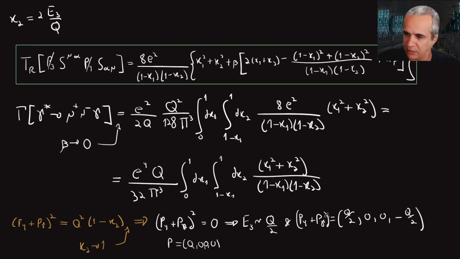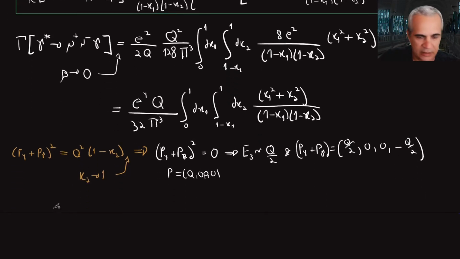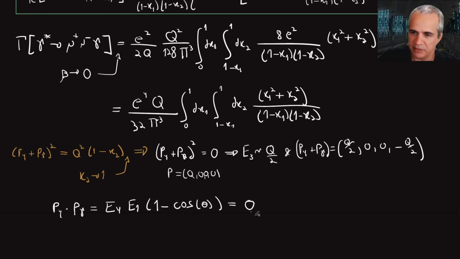And the total momentum of the two is such that P4 times P gamma is 0, since the square of the sum is 0, P4 squared is 0, and P gamma squared is 0. So P4 times P gamma, which is E4 E1 times 1 minus the cosine of the angle between these two, must be 0 in order for this to be 0.